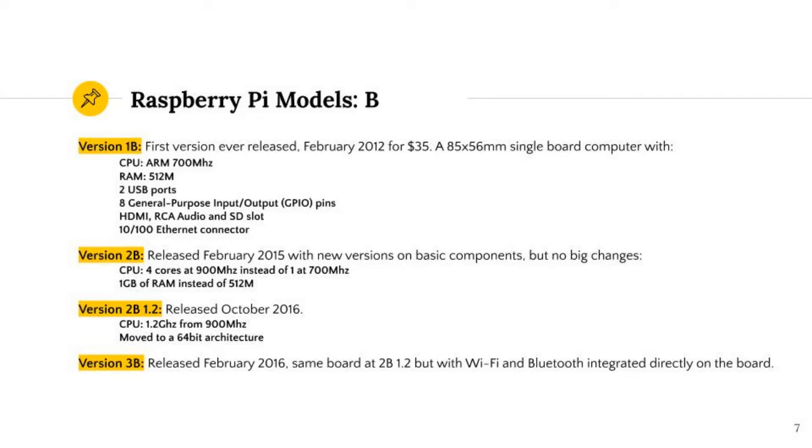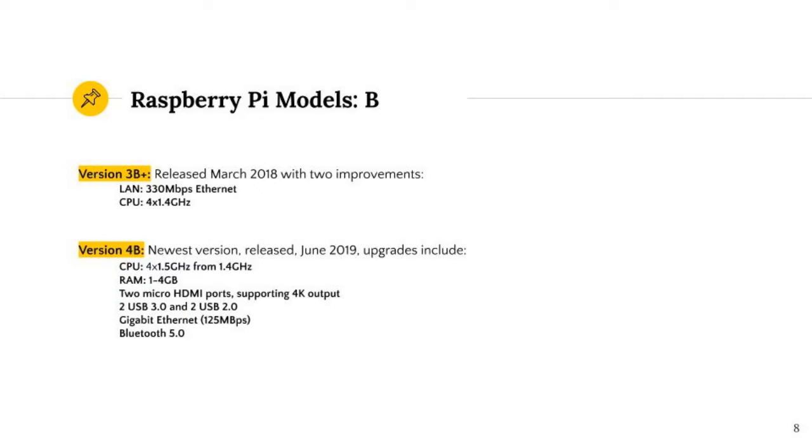Version 2 was released in 2015, and we upped our cores to 4. Then version 2B 1.2 released in 2016, 1 year after. The CPU got better, and we moved to a 64-bit architecture. Version 3B, released in 2017, pretty much the same as 1.2, but it integrated Wi-Fi and Bluetooth. On our next slide, we're going to talk about version 3B+, released in 2018 with 2 improvements.